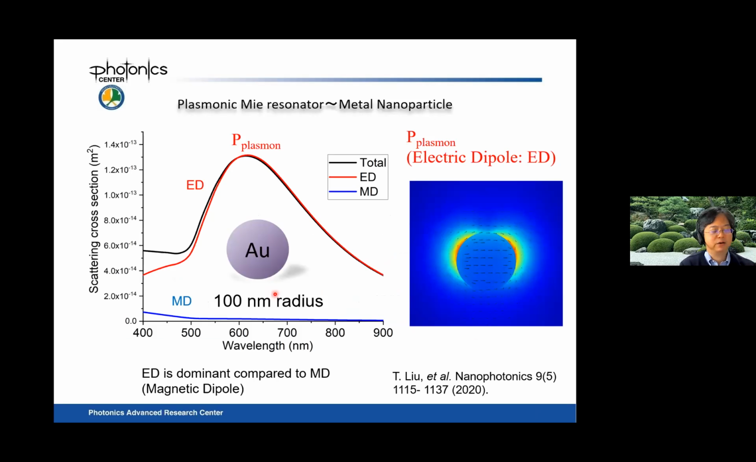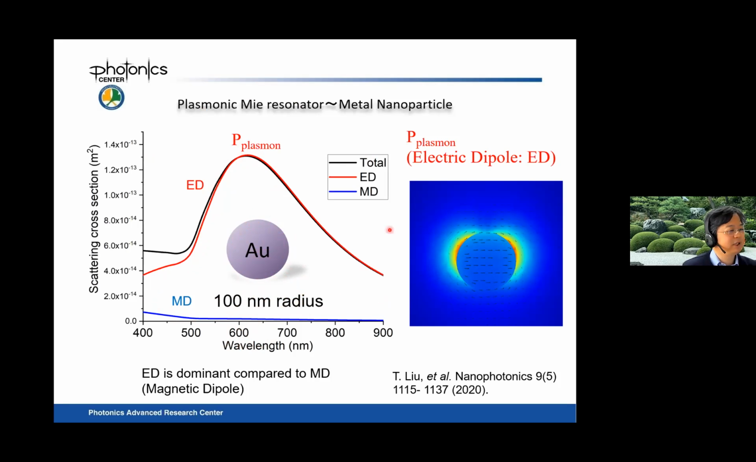In plasmonic meta-atoms, theoretically, it is a plasmonic Mie resonator. For example, you can imagine a gold metallic nanoparticle here. The radius is 100 nanometers. This is the optical scattering cross-section of the nanoparticle. As you can see, there is a resonance here, at 600 nanometers in the visible range. This is called plasmonic resonance, surface plasmon resonance, for example.